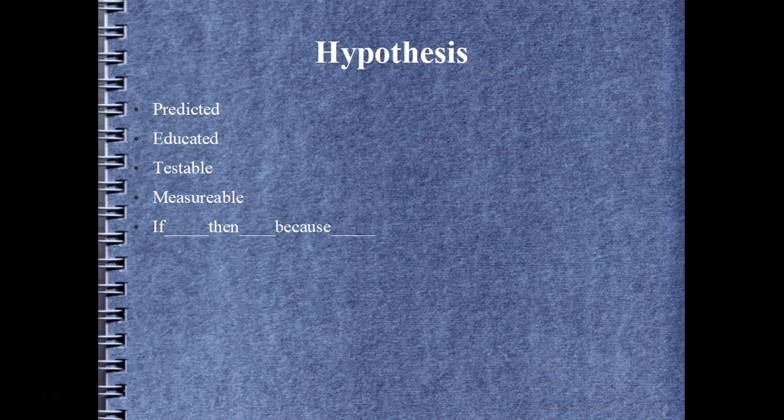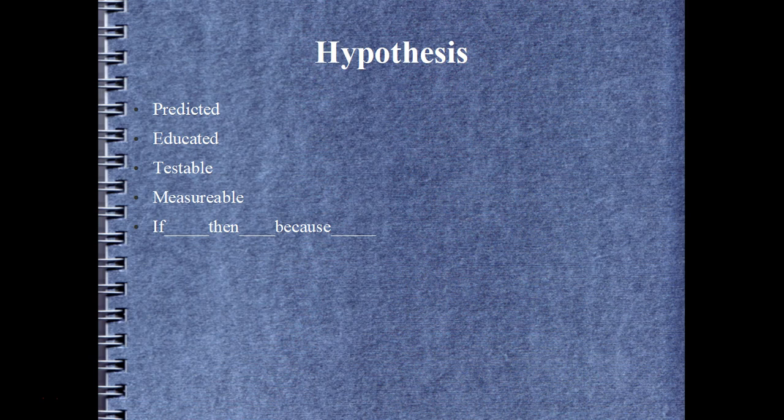But this is the point in the experimental method where scientists would be reading what other scientists have done in this area and really looking up what do we already know about this and what do I reasonably think is going to happen. The hypothesis also needs to be testable. It needs to be something you can test out. And it needs to be measurable, just like your question.